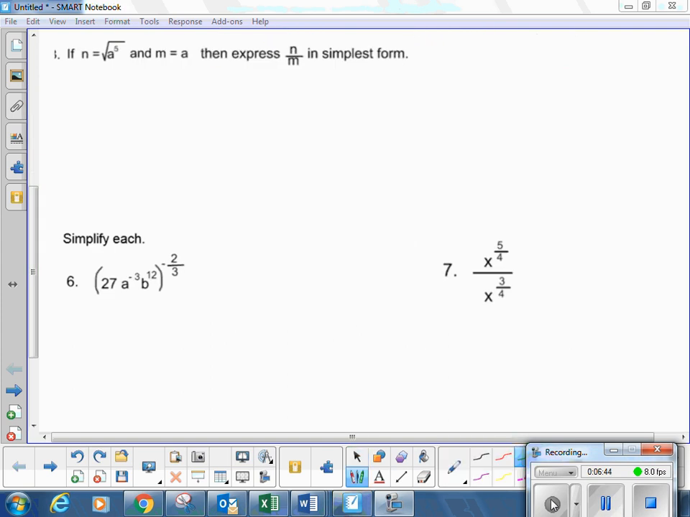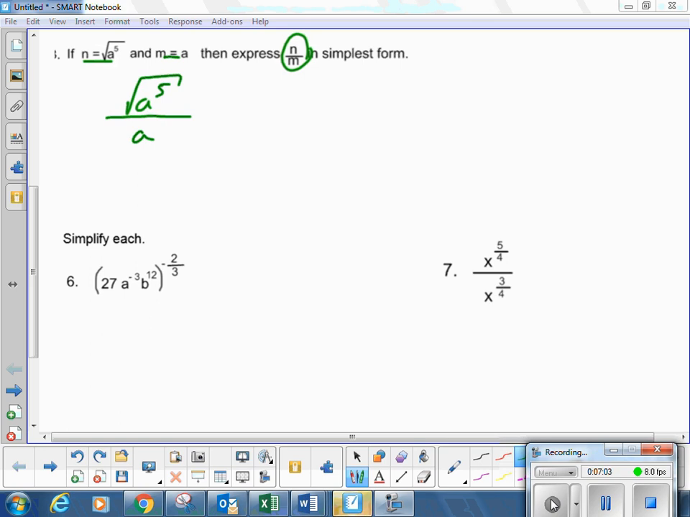Okay, next question. I obviously have to start with the substitution here. It says that n, it wants to do n over m. All right, so the n is a to the fifth with a radical on it, and the m on the bottom is just a. It tells me that here and here. So really, they just want me to simplify this expression.